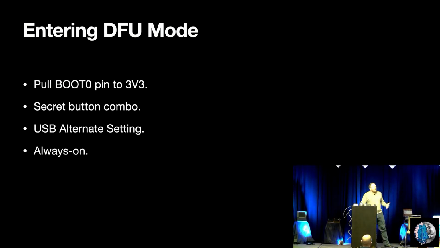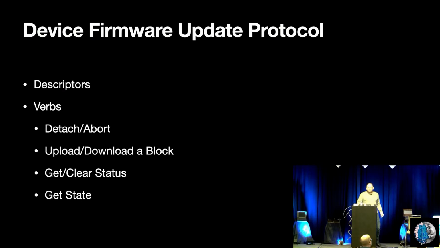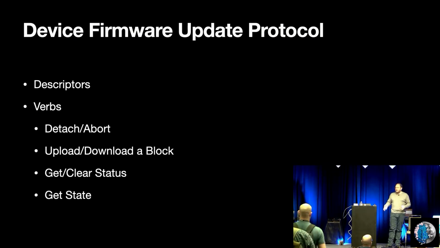And then the final way that this can appear is it can just always be on, particularly for handheld radios or things that don't need to be in a special boot mode. They might always expose device firmware update, and you can just begin talking to them. The protocol involves descriptors. So the device will tell you that it speaks device firmware update, and that part is standardized.